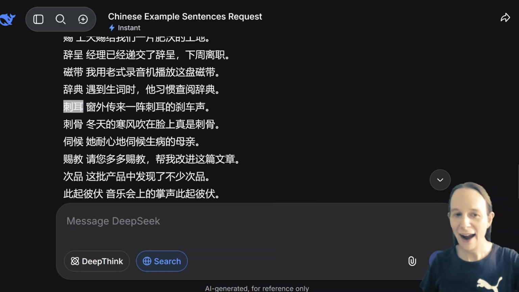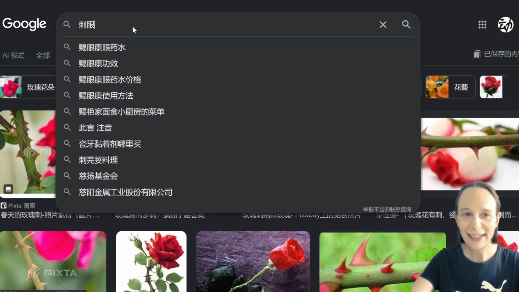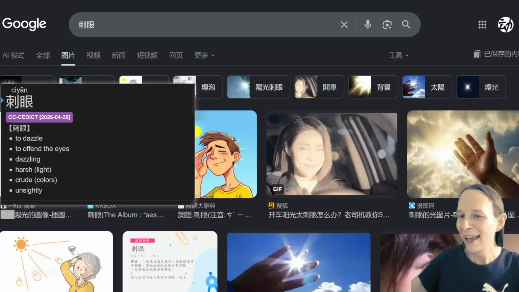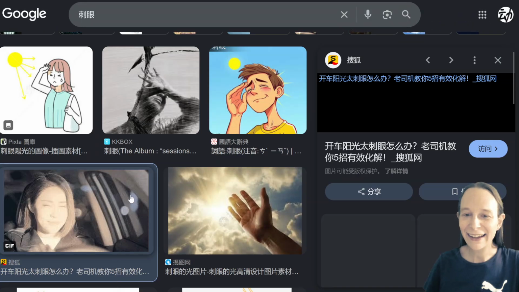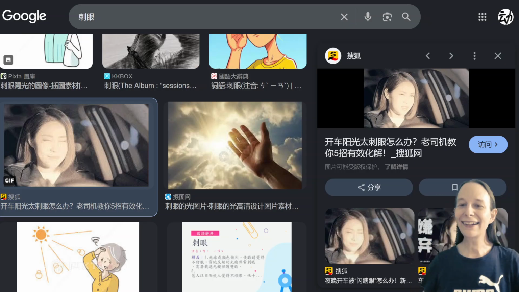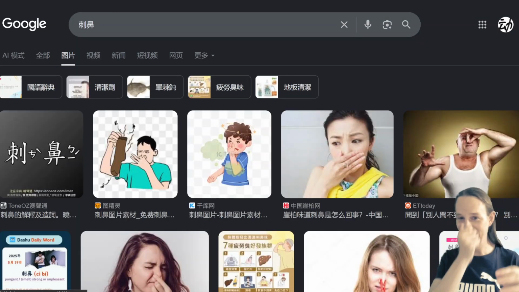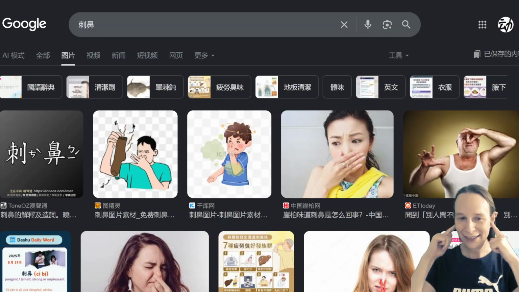Now, 刺耳 ear piercing. You also have 刺眼, kind of eye piercing. It's blinding, we say blinding. We don't have eye piercing in English. Unfortunately, I feel like we should adopt it from Chinese, eye piercing, because it really does feel like your eyes are being pierced by a bright light. Also 刺鼻, nose piercing. So 刺鼻, 刺眼, 刺耳.